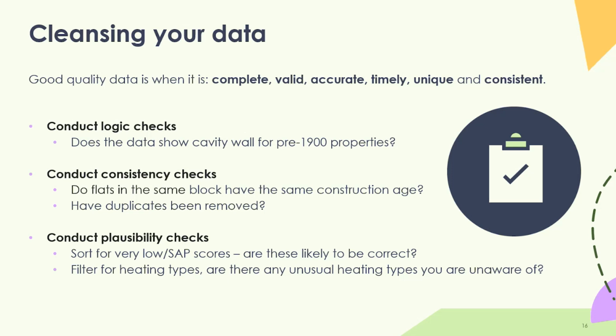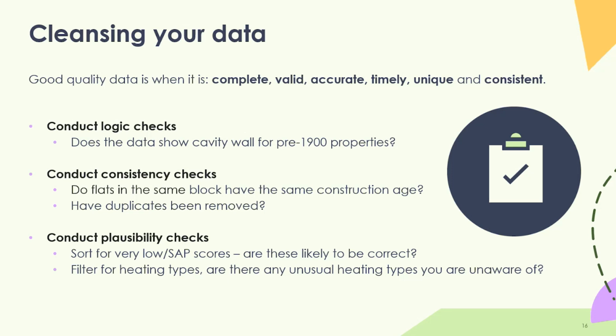Then consistency checks. If you're looking at blocks of flats, are there any flats or EPCs in the block that don't match the others? You can do the same with terraced houses. Are they all the same age? Do they have roughly similar SAP scores? Anything notably different to the rest is usually worth a closer look. Removing duplicates, of course, and then conducting plausibility checks.